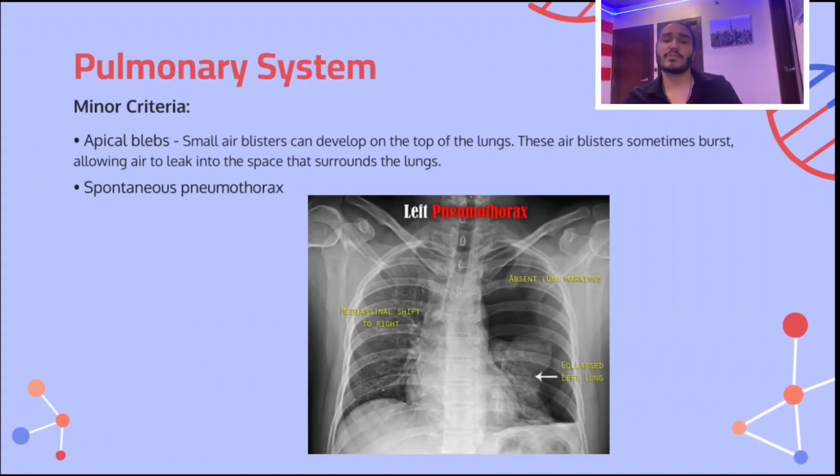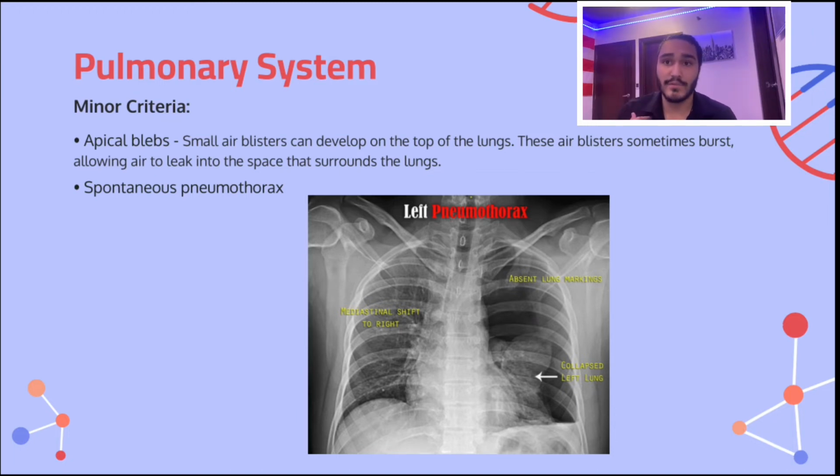Pulmonary system, minor criteria is going to be apical blebs. Some people don't know what apical blebs are. Super simple, in the top of the lungs. And then the next minor criteria is going to be spontaneous pneumothorax. Why? Because of the apical blebs. These air blebs sometimes burst, allowing air to leak into the space surrounding the lungs. Spontaneous pneumothorax.